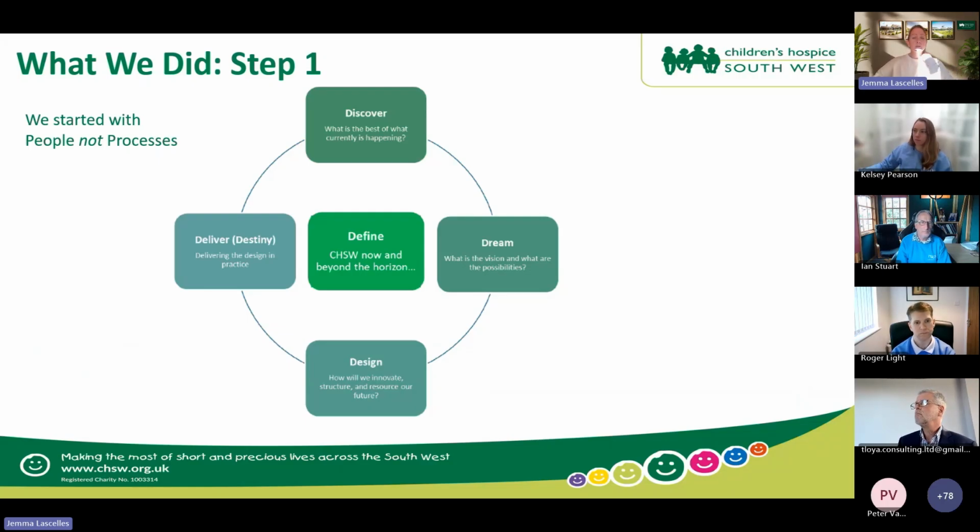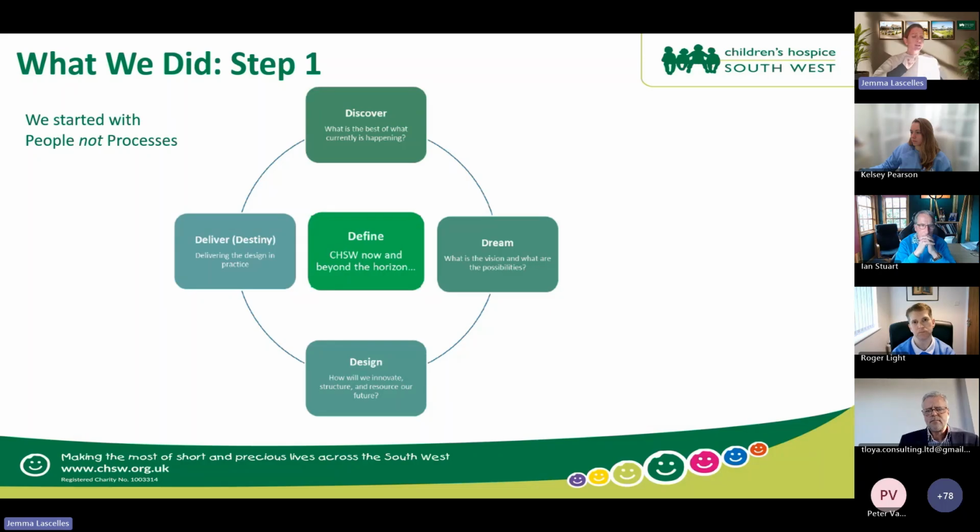We started with people, not processes. We had about 12 workshops, which were about 2 hours each, and they were with each of the key business areas across the organisation. So we've got facilities team, HR team, care team, the executive team, of course, retail, fundraising, clinical, finance, IT, health and safety. So across the organisation, when we started to break it down, there were so many critical business areas.